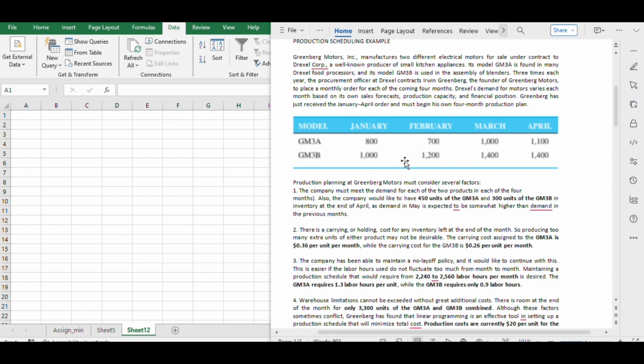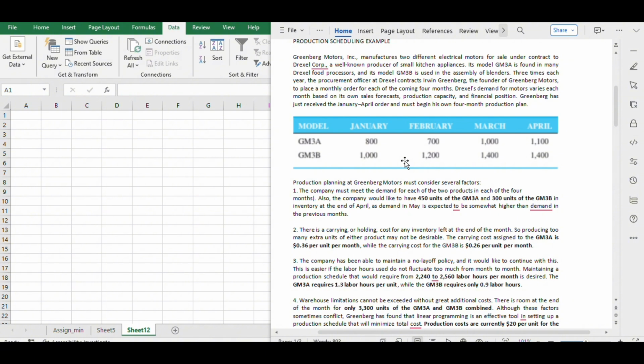Greenberg Motors Incorporated manufactures two different electrical motors for sale under contract to Drexel Corporation, a well-known producer of small kitchen appliances. Its model GM3A is found in many Drexel food processors, and its model GM3B is used in the assembly of blenders. Three times each year, the procurement officer at Drexel contacts Erwin Greenberg, the founder of Greenberg Motors, to place a monthly order for each of the coming 4 months. Drexel's demand for motors varies each month based on its own sales forecast, production capacity, and financial position. So Greenberg has just received the January to April order and must begin his own 4-month production plan.